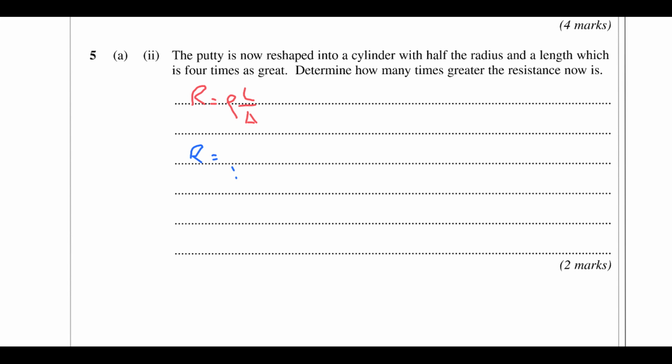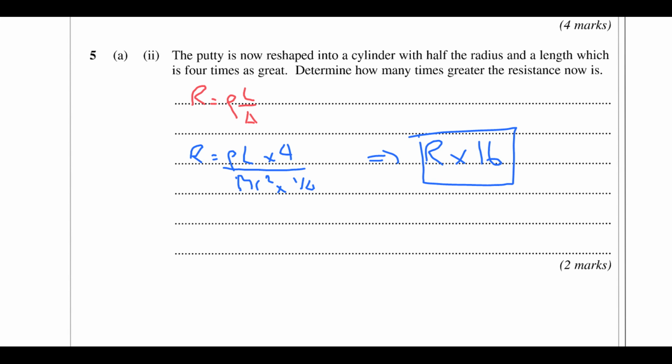R equals rho L, 4 times the length, over πr squared. And we've halved the radius, so that's squared, so that's a quarter. That means the resistance has been multiplied by 16 once we put the 4 and the quarter together. So it's 16 times greater than its original resistance. Okay, let's continue.